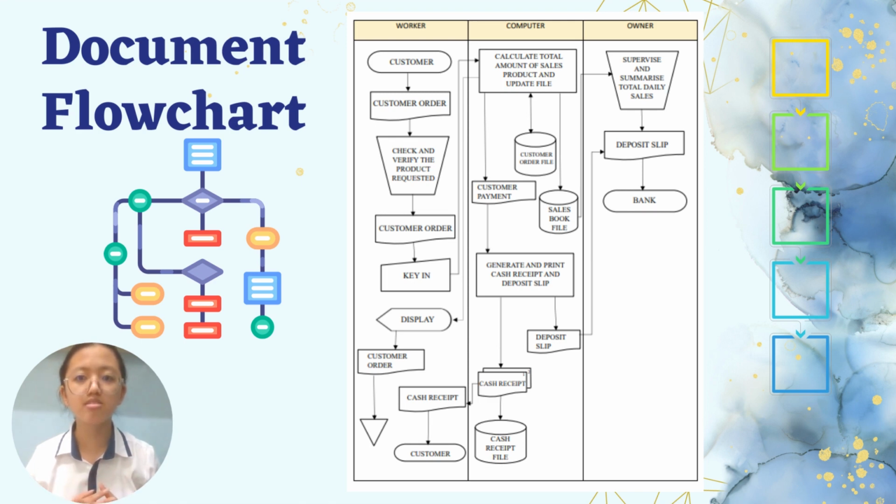The computer calculates the total amount of sales product as well as updates the sales transactions and amounts in the sales book file and customer order file. After calculating the total sales, it will display the total number of customer orders on the screen of the AutoCount POS system. The customer order will be filed. Then, the customer will make payment. After payment is made, the computer will generate and print two copies of the cash receipt and one deposit slip. The deposit slip will be given to the owner, and one of the cash receipt copies will be stored in the cash receipt file, while another copy will be given to the customer.